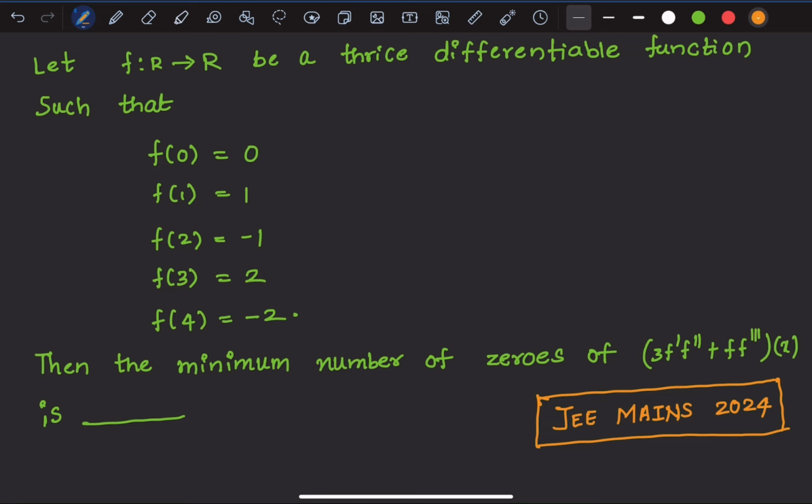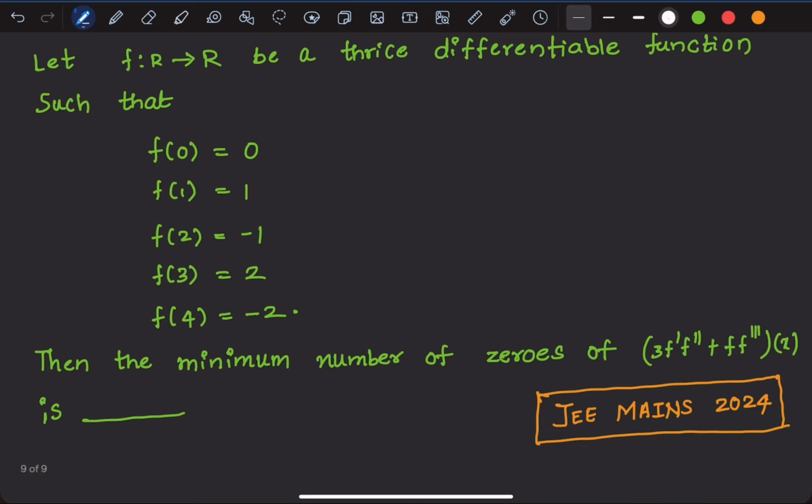Okay, so what do we have? We have a function f which maps from real numbers to real numbers, and it is thrice differentiable, such that f(0) = 0, f(1) = 1, f(2) = -1, f(3) = 2, and f(4) = -2. So all these values are given. Then we have to find the minimum number of zeros of this function.